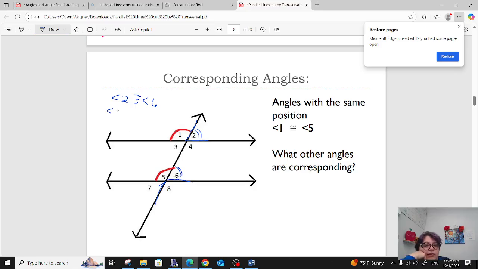What's the corresponding angle to angle 7? Angle 3. Because right here, this one is lower left, and so this one is lower left. Okay, and I have one more set. Angle 4 corresponds to what one? It corresponds to angle 8. And all corresponding angles are congruent. There's 4 pairs of them, and they would all be congruent.